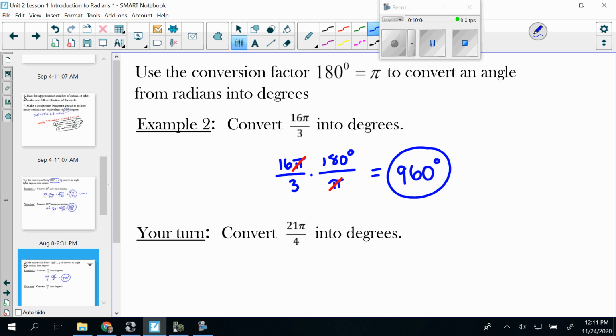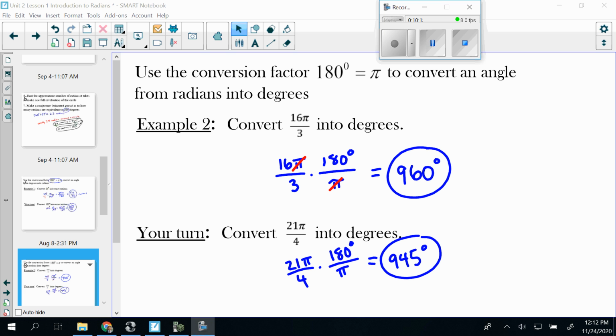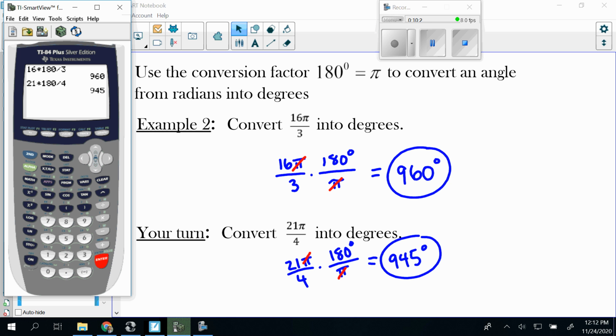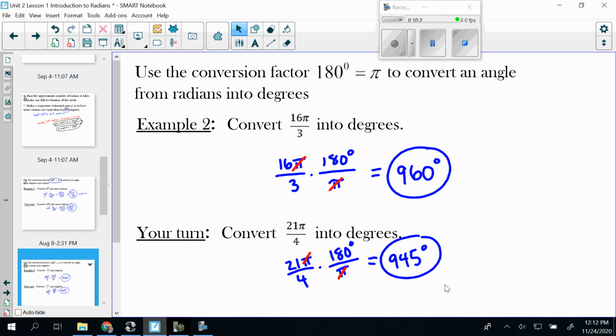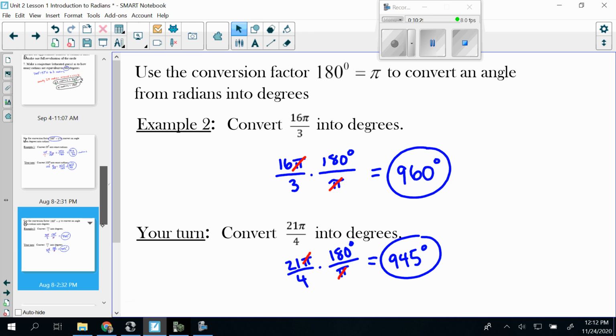All right, let's have you guys try one. So pause the video, see if you can convert 21 pi over 4 into degrees. All right, let's see how you did. Multiply by 180 over pi here. Our pi's cancel out. And then if you use a calculator and do 21 times 180 divided by 4, you should have gotten 945 degrees. So that many radians would be equivalent to that amount.